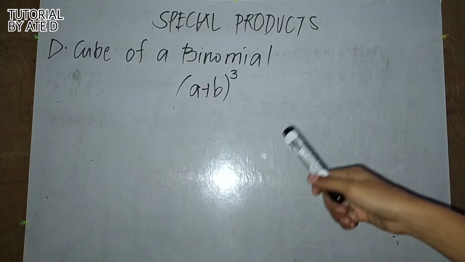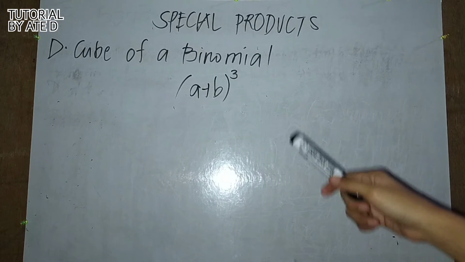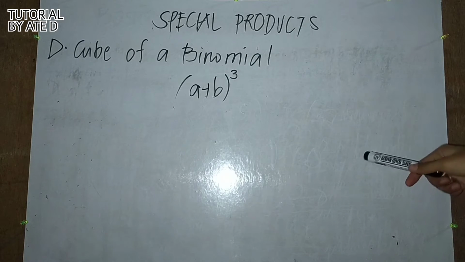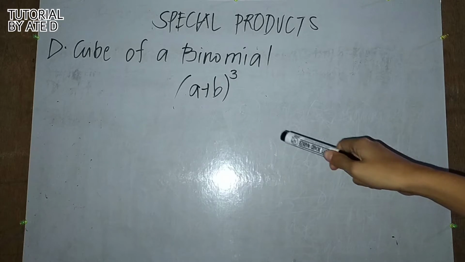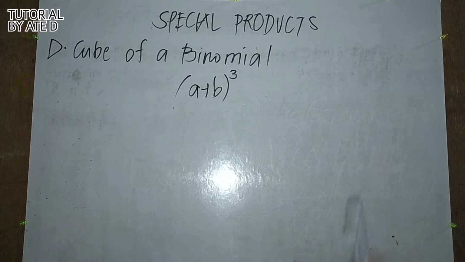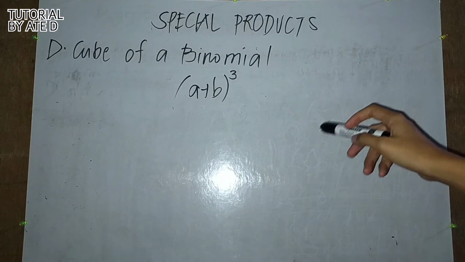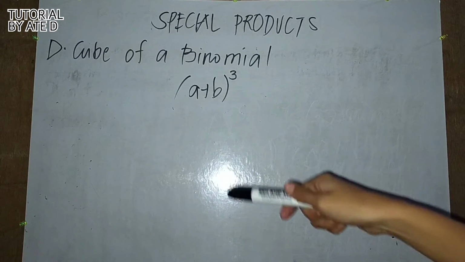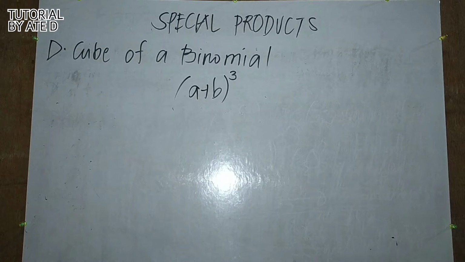In this video, we're going to focus on finding the cube of a binomial under special products. So it is in the form, the quantity of a plus b cubed. Hindi gaya sa square of a binomial na maaari mo na siyang i-direct na kunin yung product, dito ay hindi mo siya pwedeng gayahin.